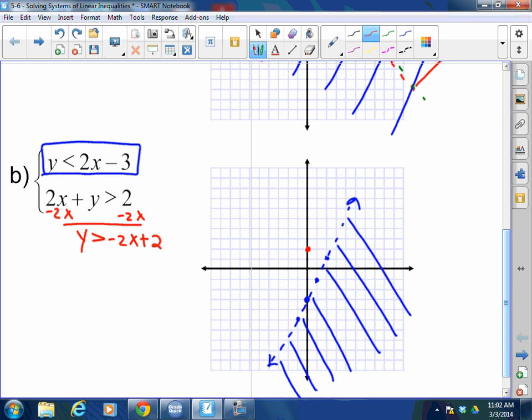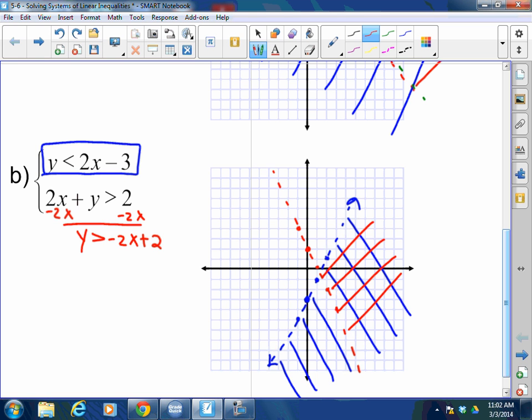What's my slope? Down 1, 2 over 1. Let's go backwards. Up 1, 2 over 1. Dashed or solid line? Dashed. Am I going to shade above or below? Above, because it's greater than, so it's right here.